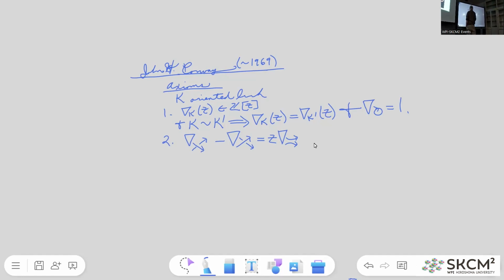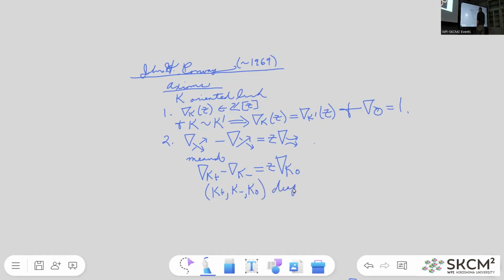And this means that nabla K plus minus nabla K minus is equal to Z nabla K naught, where K plus, K minus, and K naught are diagrams differing only as shown. Okay, so those are our axioms.